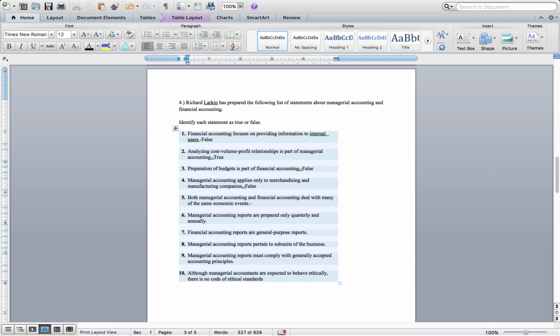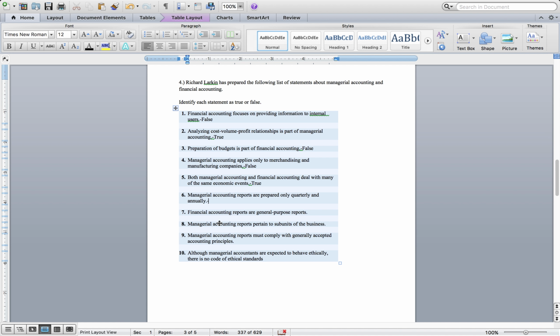Yeah, number 5. Managerial accounting and financial accounting deal with mainly the same economic events. That is true. We're still dealing with the economic events of the company, but it's a little bit different how it's structured and what they're reporting exactly. Next one. Managerial accounting reports are prepared only quarterly and monthly. That's going to be false.